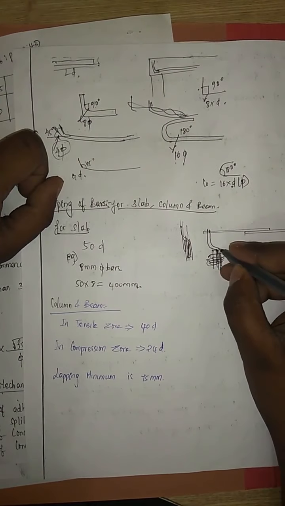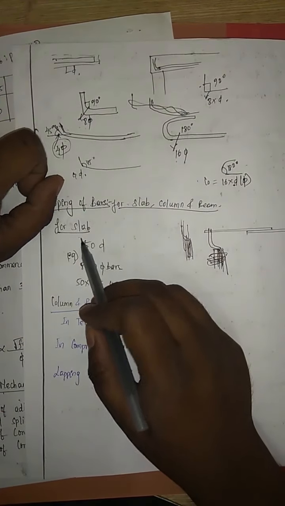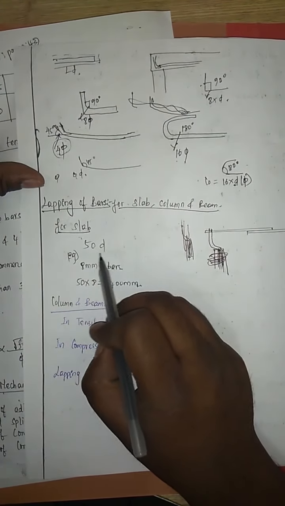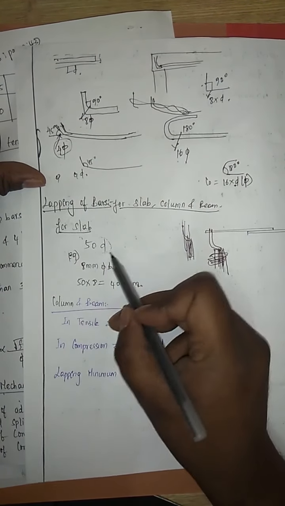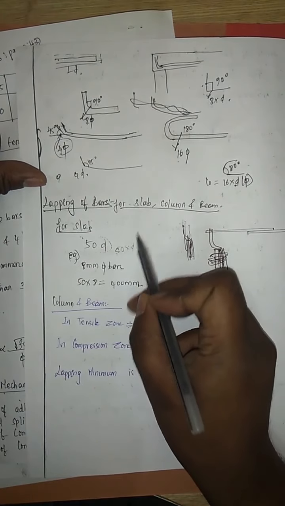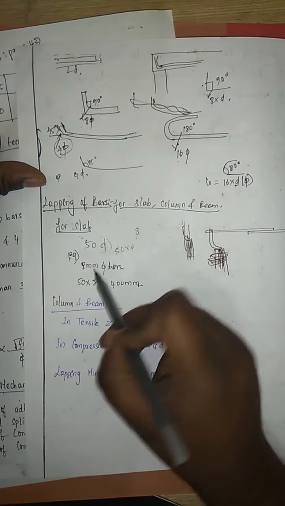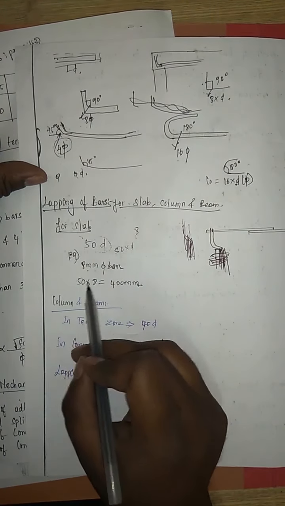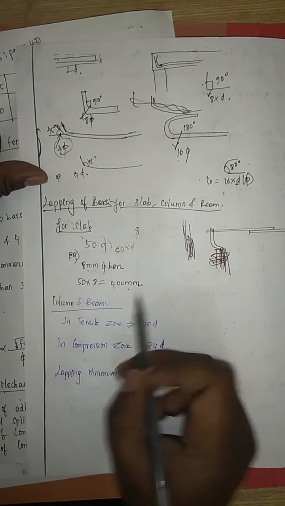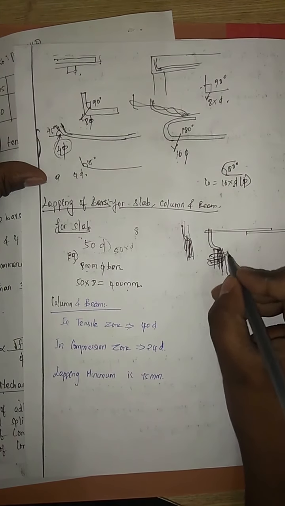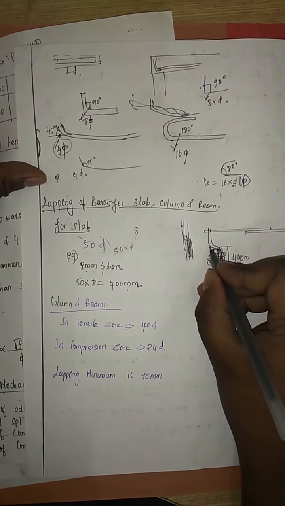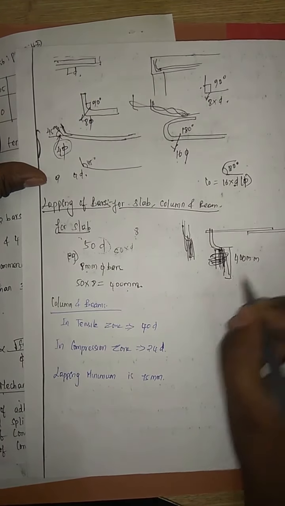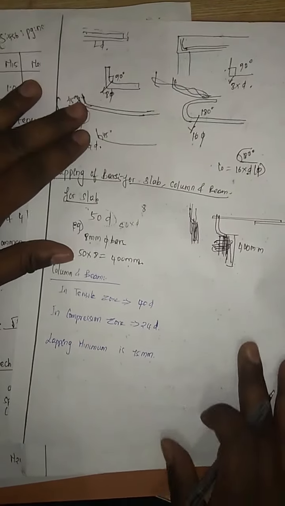Lapping. So the lapping distance for slab is 50 into D. Don't forget, the lapping distance for slab is 50 into D. If the bar diameter is 8 mm, for example, then 50 into 8 is equal to 400 mm. So this length should be provided from here to here. They should provide 400 millimeter. Next one, for column.